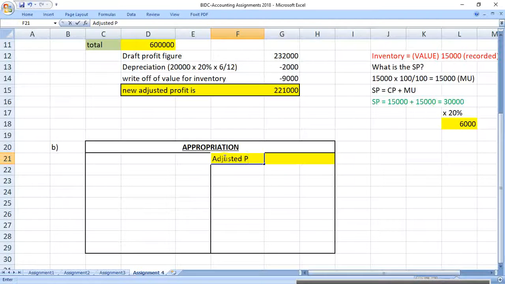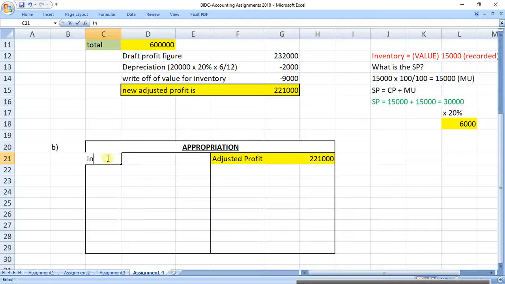Adjusted profits. Okay, so the adjusted profit that we just worked out is 221,000. Right, they're telling us here in bullet number 1 that interest of 6% is paid on the opening capital. Okay, so interest on capital. What is interest on capital going to do to the profit? Decrease, because the partnership must pay the interest on capital to the partners. Okay, so that means that the interest on capital is going to come out of the profit and it's going to be paid to the partners.